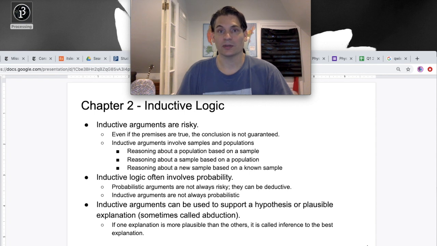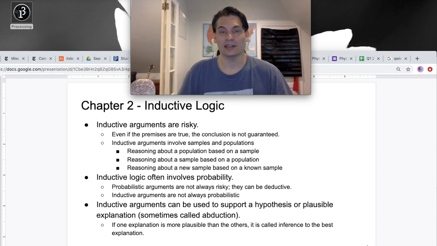So inductive arguments are based essentially on data, and extrapolating from the information that you have to form some kind of conclusion. A lot of times they involve probability. And just because an argument involves probability, it doesn't mean that it's necessarily inductive. There are deductive types of reasoning that involve probability.